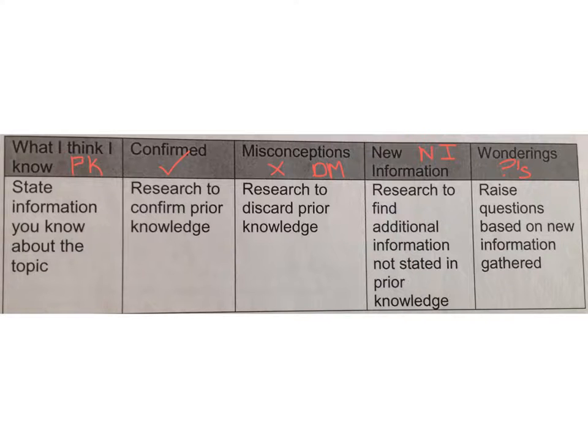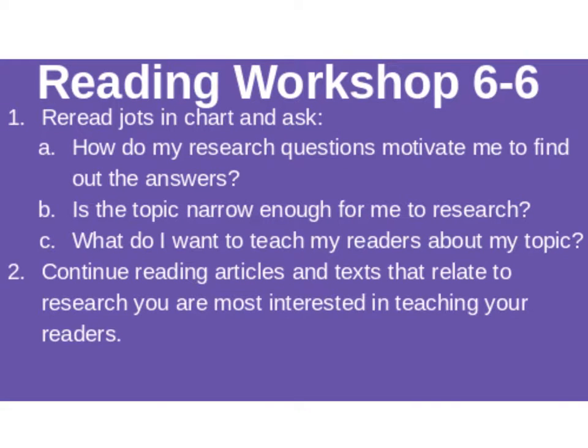So it has our previous knowledge in one column, our confirmed information in the next, misconceptions, putting an X on those jots so we don't look at them again, new information, and our wonderings, which are wonderings we did last week. So make sure you have your notebook open to this page. During today's lesson, you're going to reread all those jots in that chart except your discarded misconceptions. All right, we don't want to look over those again.